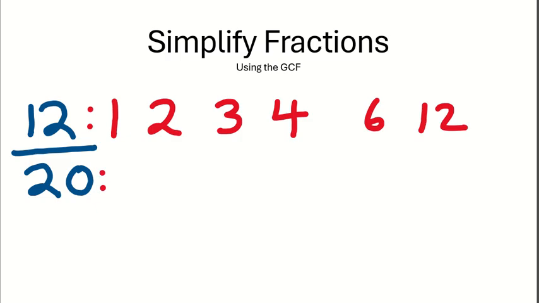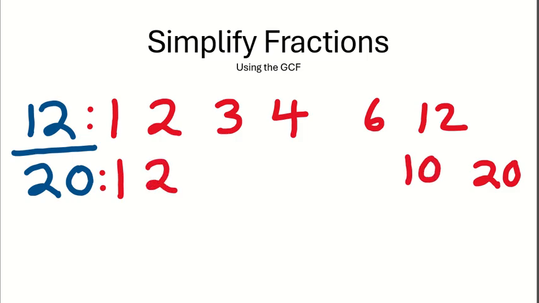Now let's go ahead and do that with 20. 1 times 20 is 20. 2 times 10 is 20. 3 won't go into 20 evenly, but 4 will. We know that 4 times 5 is 20. And now we got to find out what is the biggest number that appears on both lists. And you guessed it, 4 is the biggest number, so 4 is the GCF.